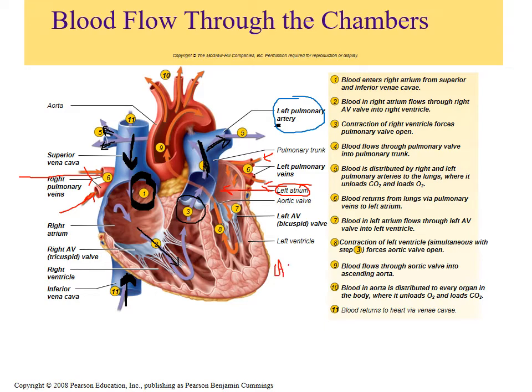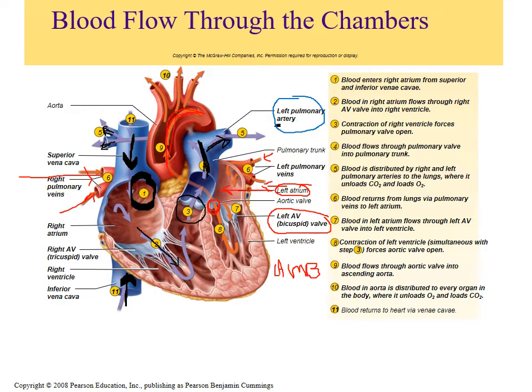That's going to be our left atrium, which is going to give rise to our mitral or bicuspid valve. That brings us over to the left ventricle. From there, we're going to go over to our aortic semilunar valve, which isn't really pictured that great, because it lies directly behind the pulmonary semilunar valve. So we're going to pass through our aortic semilunar valve and go into our aorta.